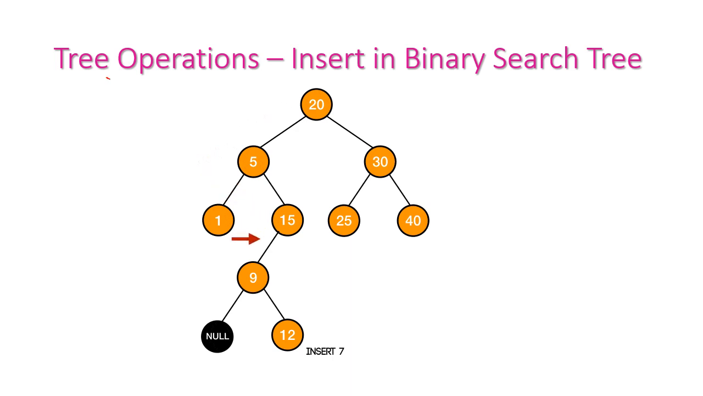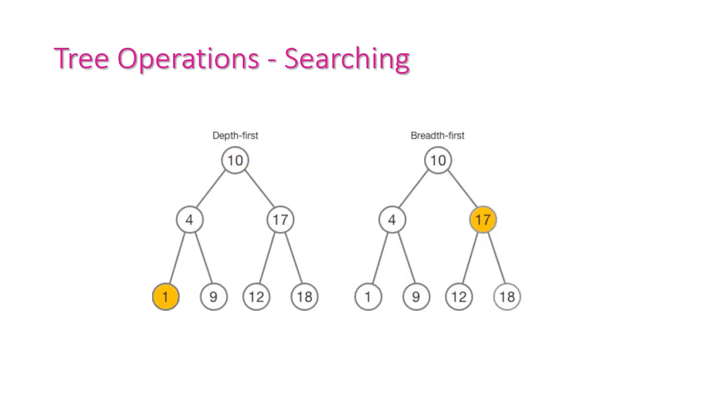And this is an example of a tree operation. This is an example of a binary search tree. In the binary search tree, we try to insert the value 7 by using a node. So this is the place of that 7. This is an insert operation in a binary search tree. And here is another operation, the searching operation. We are going to implement this searching operation by using two methods. First one is depth first search and second one is breadth first search. We will see all those things in our forthcoming classes.